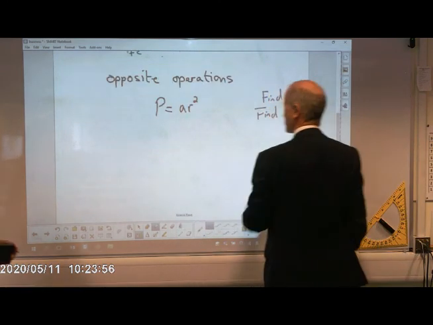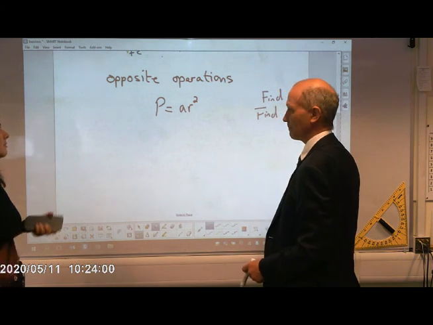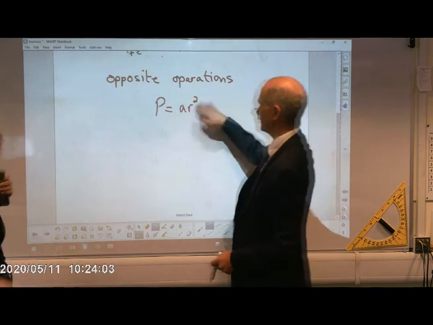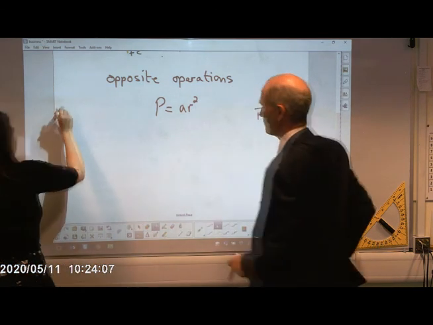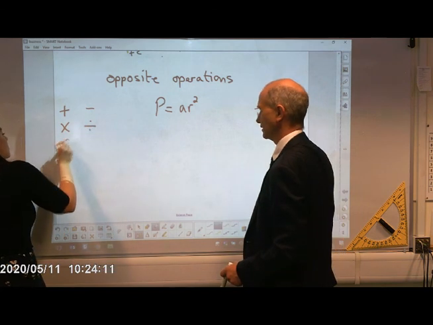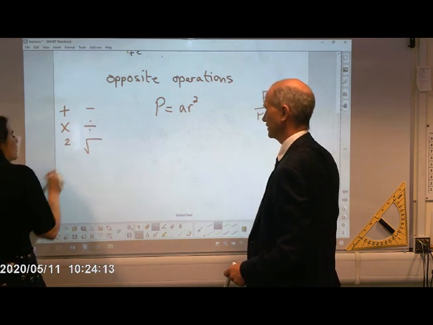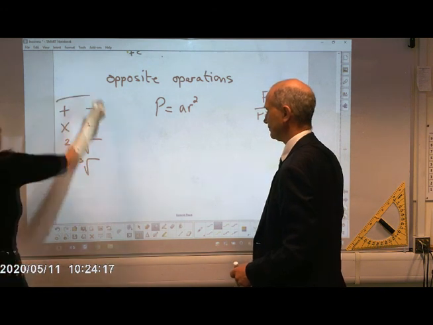Okay, so opposite operations is what we were using up there anyway. We were using plus to minus, times to divide. We thought we would add something a little bit more difficult in. So to remind you: plus and minus, times and divide, square and square root, cube and cube root. But there you go. They're your opposite operations.